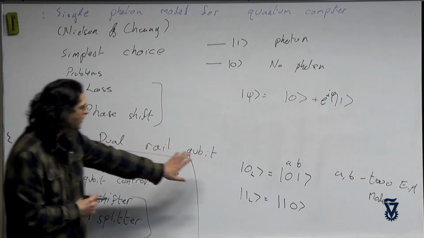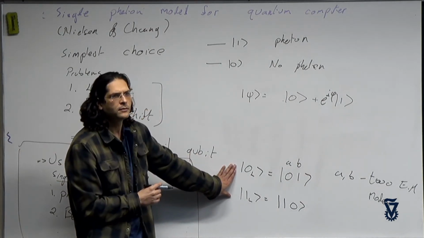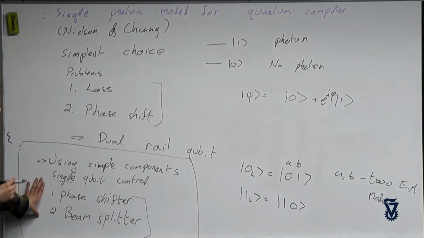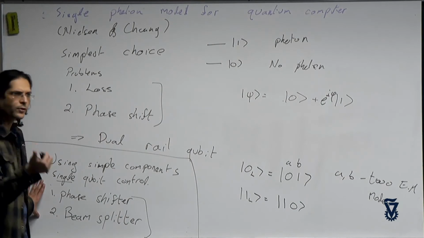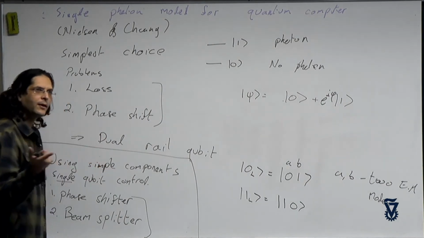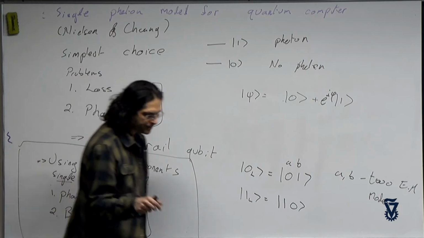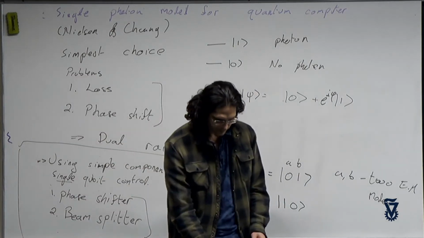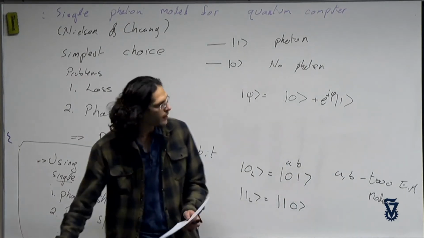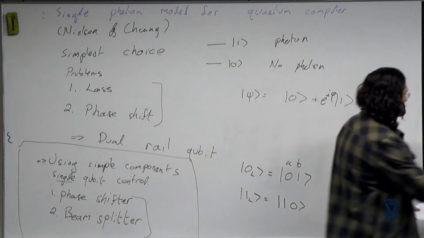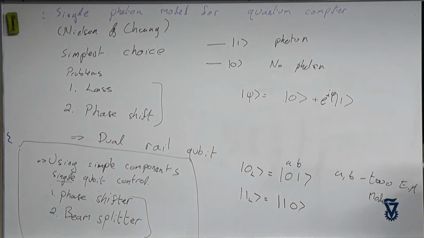Okay, so this is our qubit encoding, and with these we're going to show control, just control. I'm not talking about how to create the qubits, and I'm not talking about how to measure the qubits right now. So let's look at these components and see how they give us control over this thing.